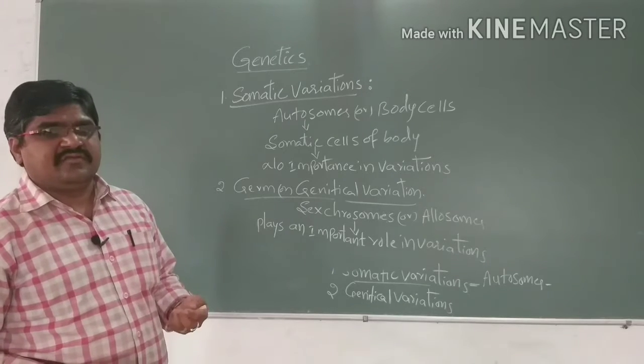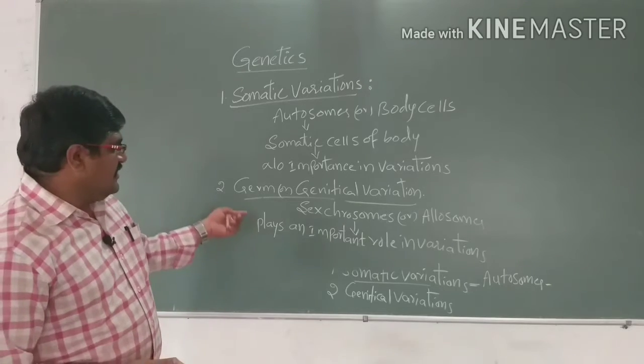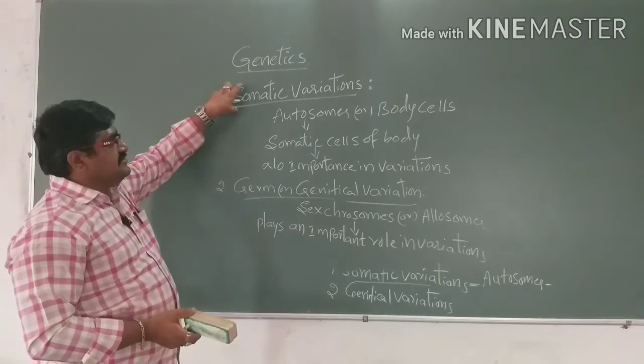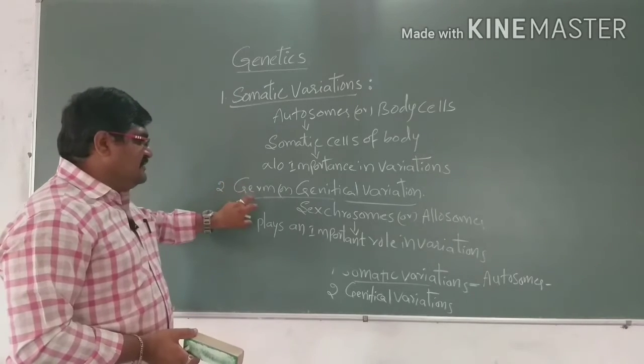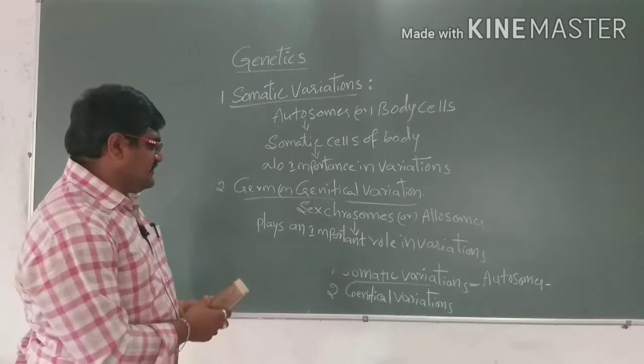So those are the two types of variations: one is somatic and the second one is genetical variations.